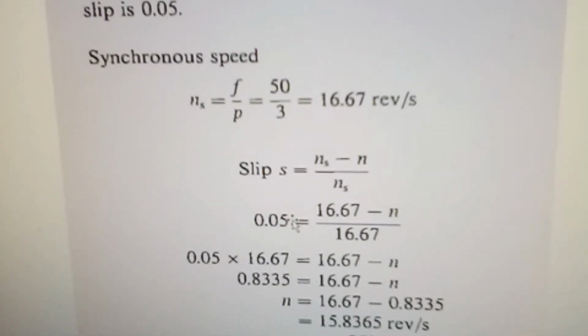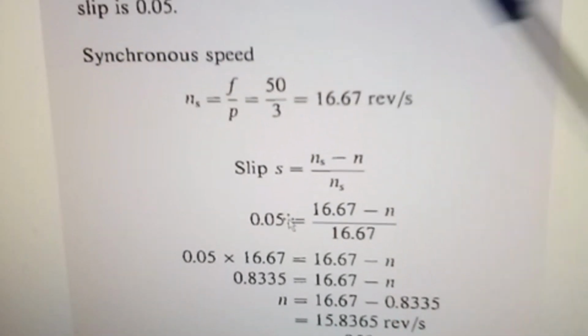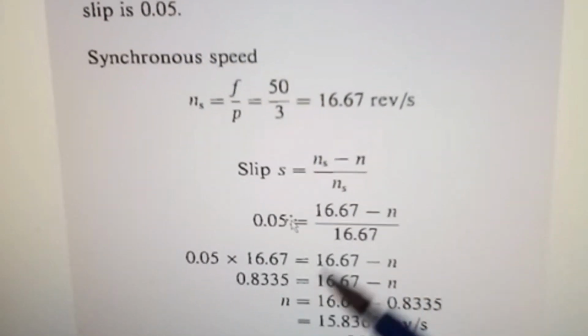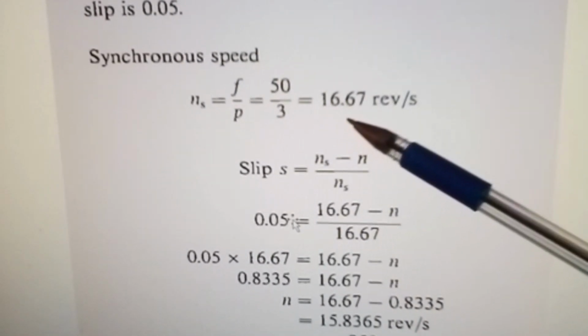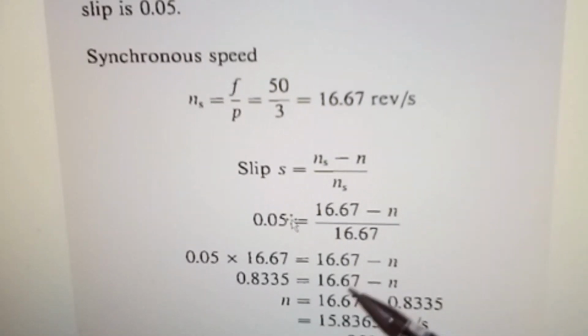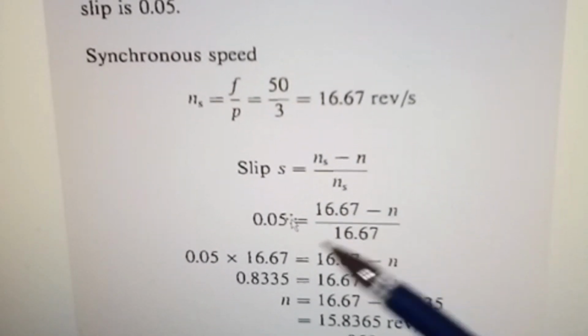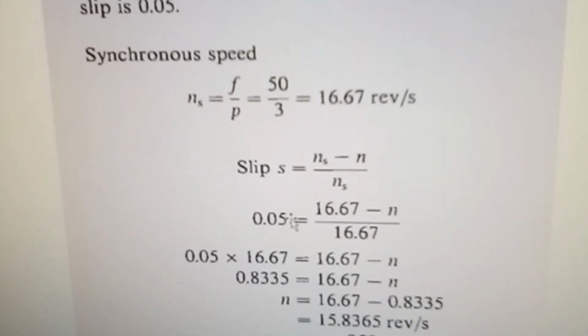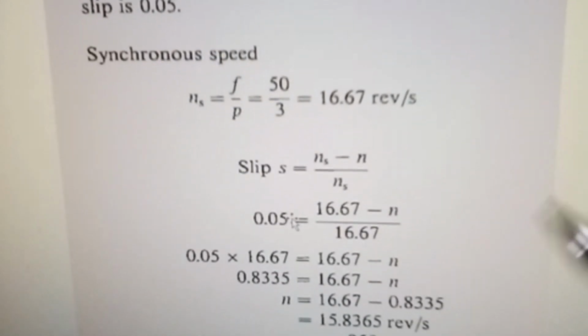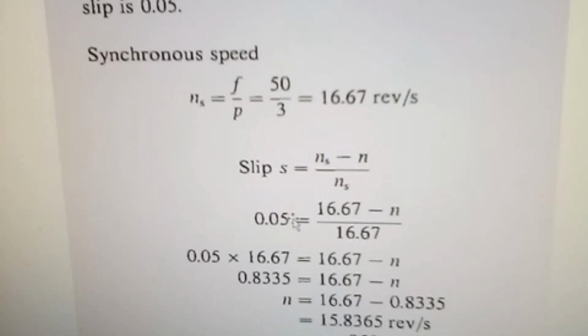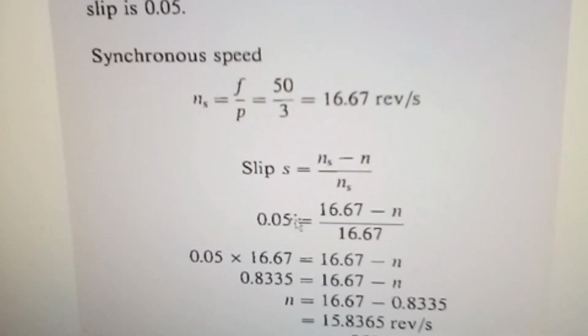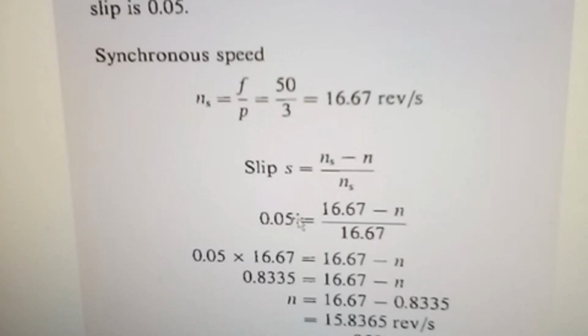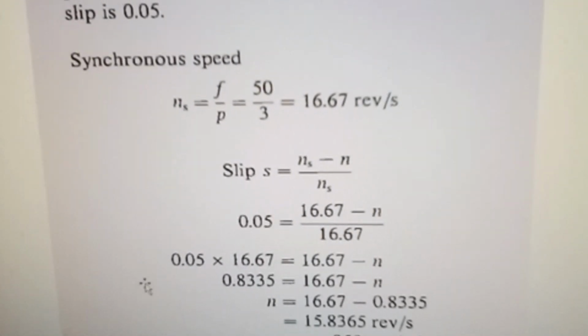Calculate the rotor speed of a 3-phase 6-pole. Now here you have 6 poles, so it's going to be 3, and that will be 16.67 revs per second. I know this is right because I did this myself here, and again remember we're looking at slip. And here you're looking for 950 revolutions per minute, or 15.8365 revs per second, and it comes up to 950 revolutions per minute, because you're dealing with 60 seconds in a minute.